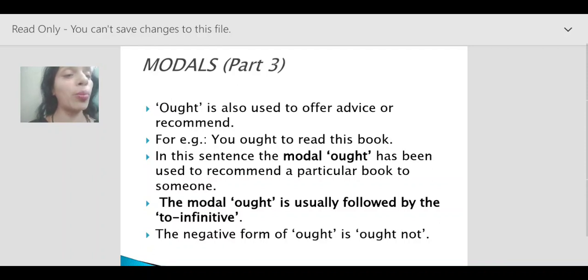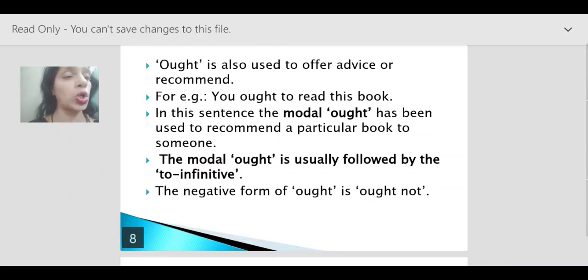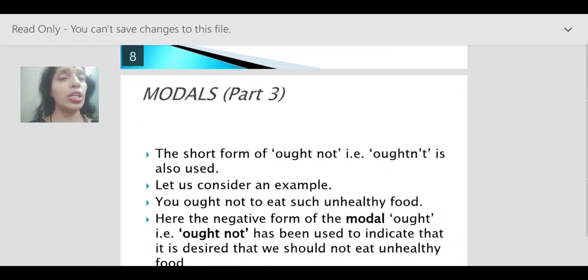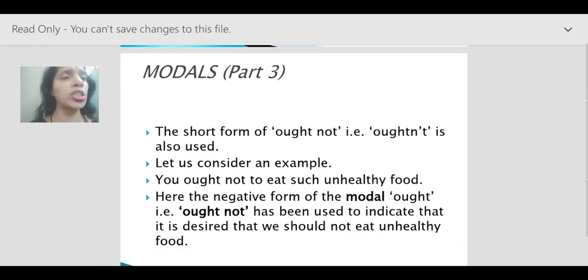The negative form of ought is ought not. The short form of ought not, oughtn't, is also used. Let us consider an example. You ought not to eat such unhealthy food. Here the negative form of the modal ought, that is ought not, has been used to indicate that it's desired that we should not eat unhealthy food.